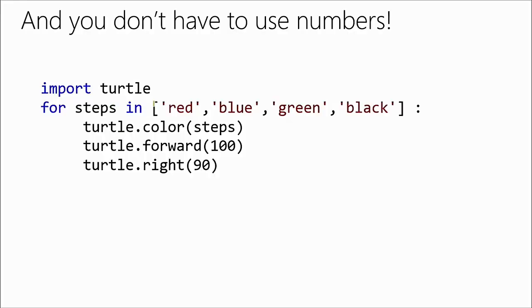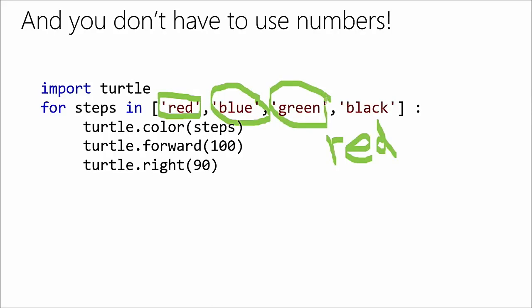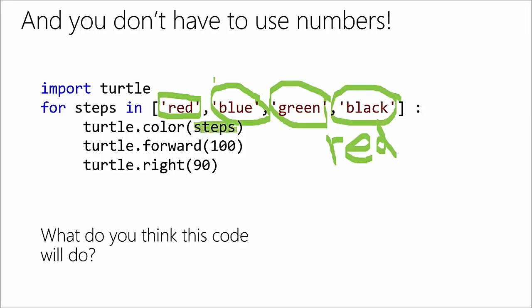This time, I said my loop is going to have a value of red. So the first time the code executes, the value will be red. The second time the code executes, the value of steps will be blue. The third time the loop executes, it will have a value of green. And the fourth time it executes, the value of the variable steps will be black. So what I'm doing is I'm drawing an object, I'm changing the pen color each time through, so I end up with a multicolor square.